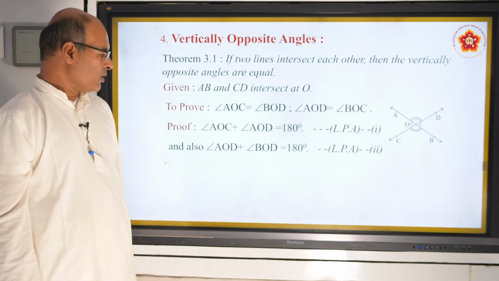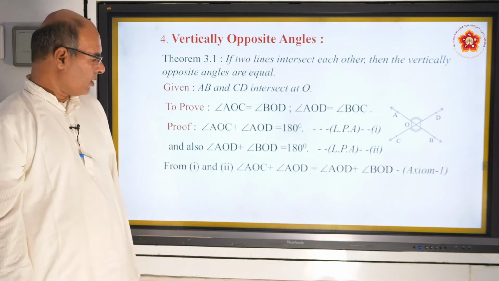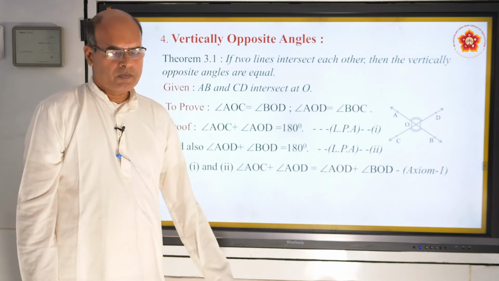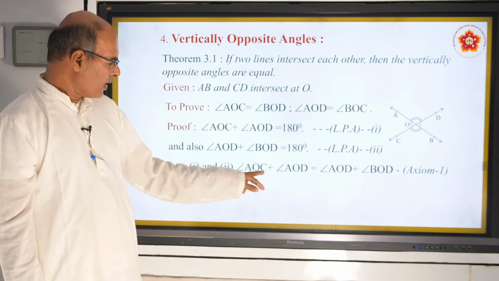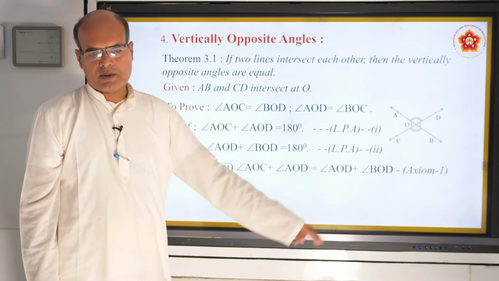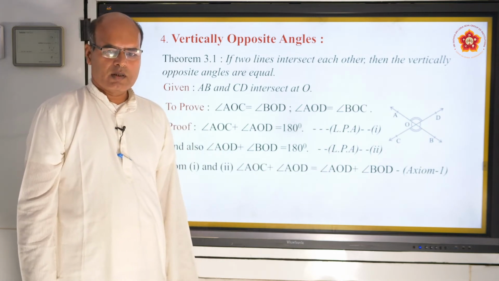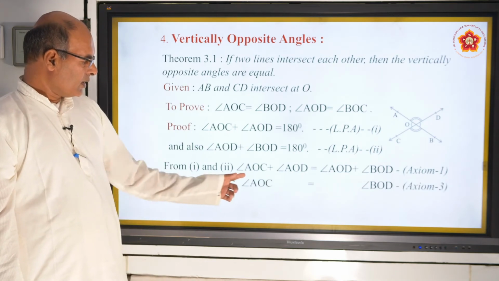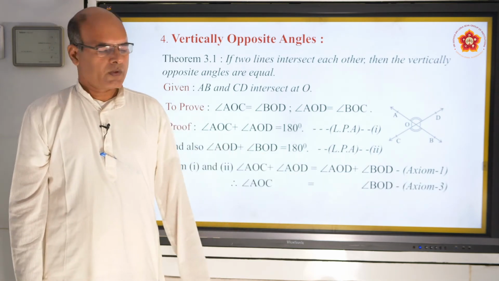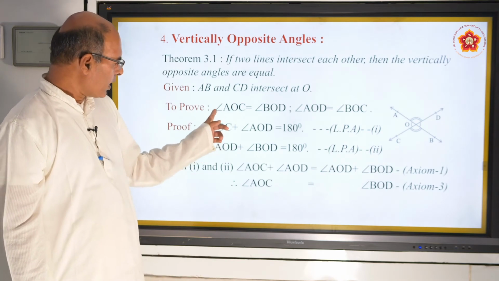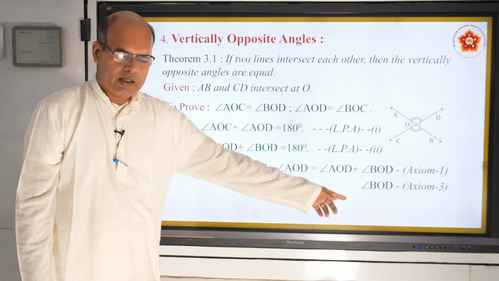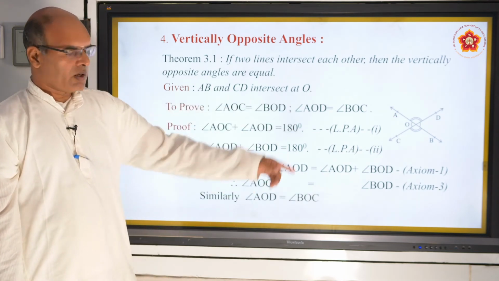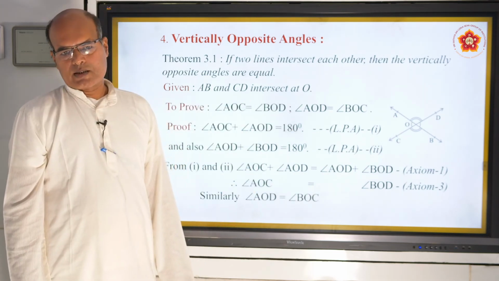So apply axiom number 1: things which are equal to the same thing are equal. So we have the sum of these two equal to the sum of these two. On both sides we have AOD, a common term. We can remove it according to axiom number 3: if equals are taken from equals, then the remainders are equal. So that is what we needed to prove: angle AOC is equal to angle BOD. Here it is proved. Similarly, we can prove another set of vertically opposite angles.